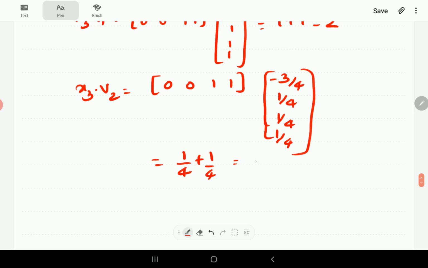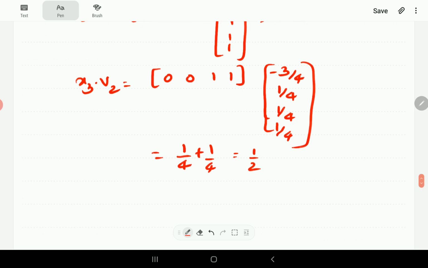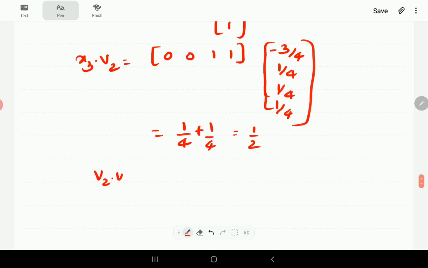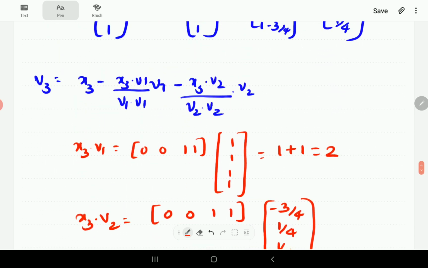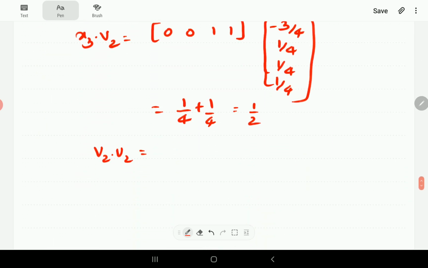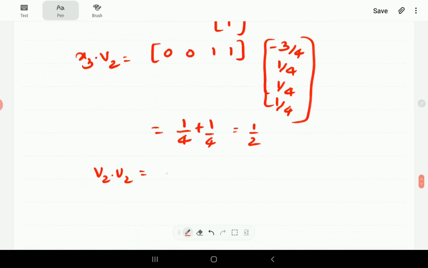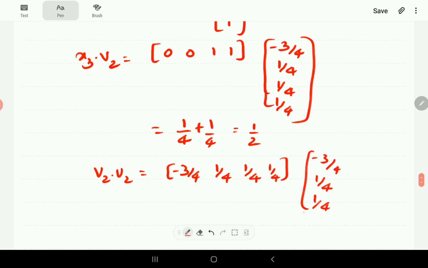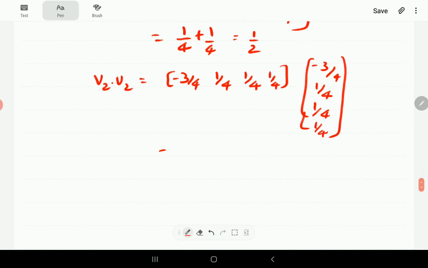So this is 2 by 4, which is again 1 by 2. Okay. So now v2 dot v2 also we want. So v2 dot v2 is simply multiplying this vector with itself. So minus 3 by 4, 1 by 4, 1 by 4, 1 by 4 into minus 3 by 4, 1 by 4, 1 by 4 and 1 by 4. Be careful with the signs when you're multiplying, guys, because you make mistakes here itself.